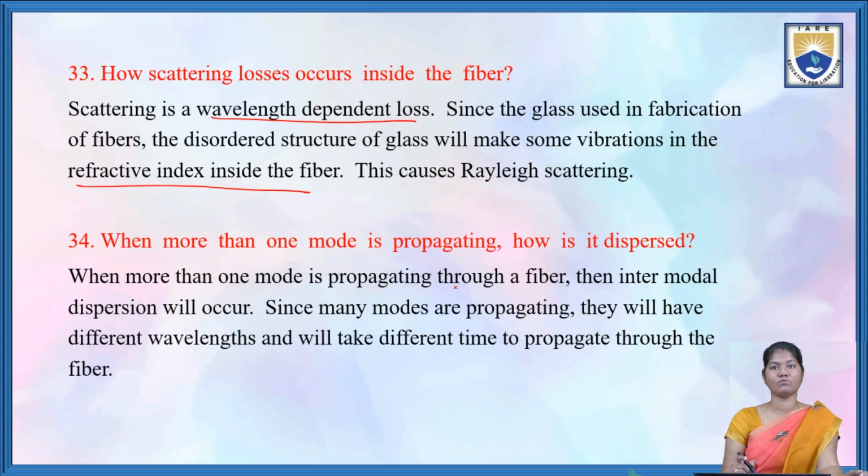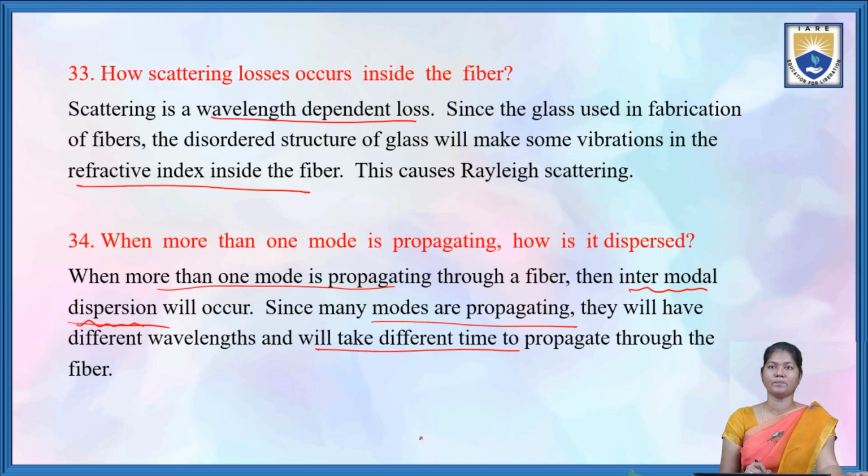When more than one mode is propagating, how is it dispersed? When more than one mode is propagating through a fiber, then intermodal dispersion takes place. Since many modes are propagating, they will take different times to propagate through the fiber. That's why it goes through intermodal dispersion when more than one mode is propagating through the fiber.